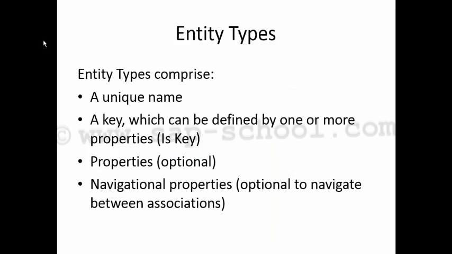First of all, we have the entity types. We use the entity types in our Service Builder project to describe the structure of data in the entity data model. My entity types represent a specific type of data, for example, an item or a concept. The entity type comprises a unique name and a key which can be defined by one or more properties. Then we have the properties, which are optional. Then we have the navigational properties, which are again optional, to navigate between the different associations.